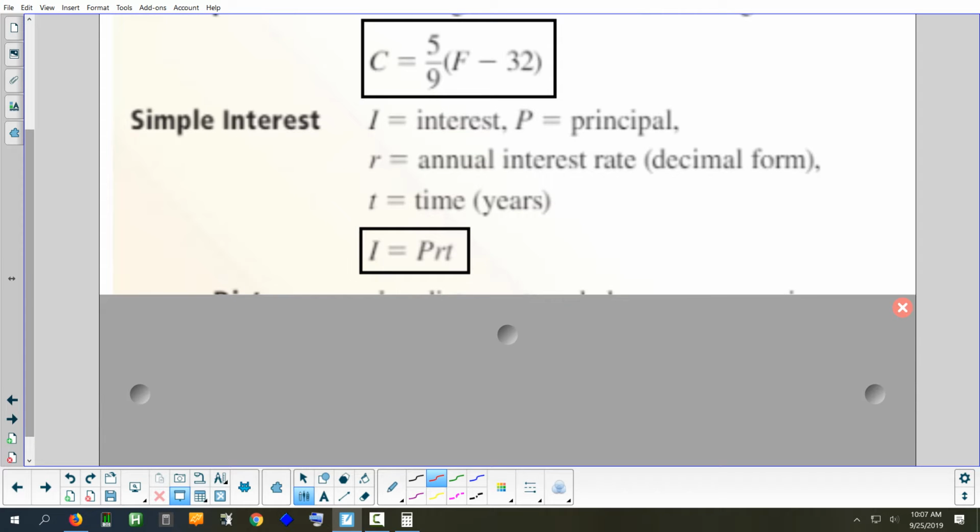One thing that's important is time is going to be in years. So if you had a problem and it said the time is 6 months, how much of a year is 6 months? Half. 6 out of 12, 1/2. How about 3 months? How much of a year is that? A fourth. 3 months out of 12. So if you ever have to figure out how to change months to years, you just take how many months you have and divide by 12. 3 divided by 12 is a quarter. 9 out of 12, that's 3/4 of a year. 9/12.